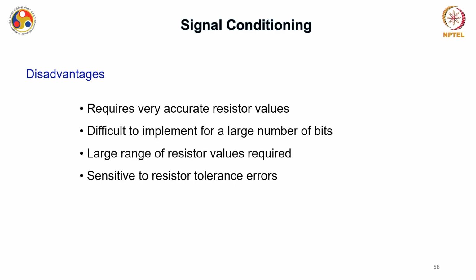However, they also come with different disadvantages, like they require very accurate resistance values, particularly when the requirement is this kind of weighted values. It is difficult to implement for a large number of bits. A large range of resistor values is required, and sensitivity to resistor tolerance errors is also high. So these are certain disadvantages of this kind of DAC circuit.